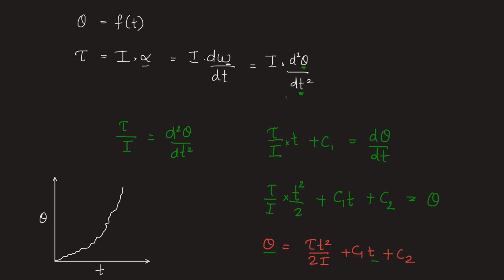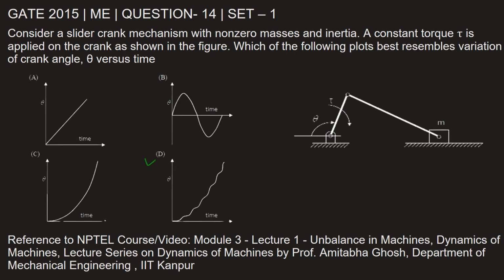Let's go back and mark the correct option. We can see option D has that curve with a relationship between theta and time being parabolic globally, but with local fluctuations.